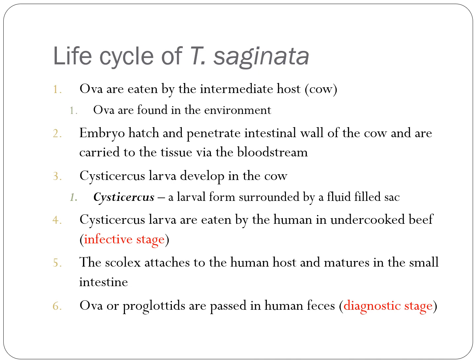The cysticercus larvae are eaten by the human in undercooked beef. That's the infective stage, when they eat the cysticercus larvae in undercooked beef. The scolex then attaches to the human host, which is the definitive host, and matures in the small intestine. Ova and proglottids are passed in human feces, and that's the diagnostic stage. The scolex is liberated when the bladder is digested by the human host. Then the scolex attaches and grows proglottids.